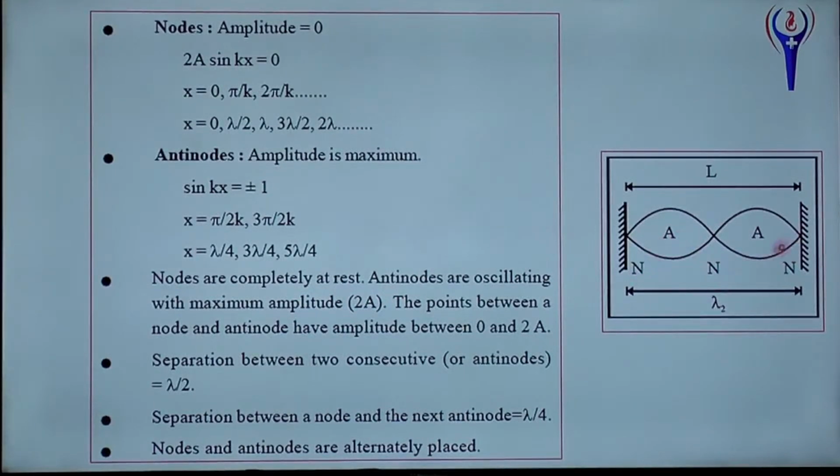This is one complete wave, then this is a stationary wave. Distance between one node and one node is lambda by 2. One node and one antinode is lambda by 4. That and all we discussed. And nodes and antinodes are alternately placed: nodes, antinodes, nodes, antinodes, nodes. Alternate, next to next.